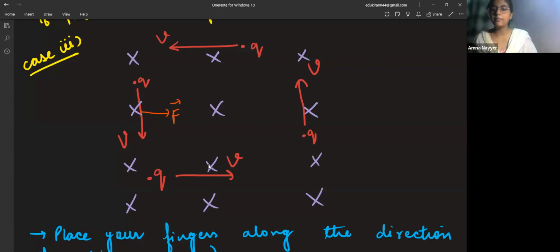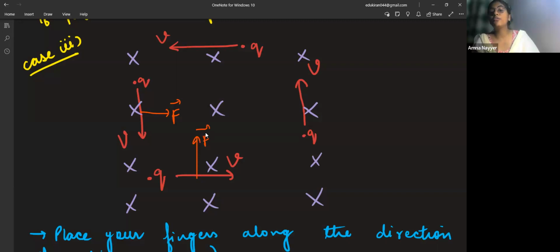Come to this, it's a little easier to show in this part. Put your hand in the direction of velocity, your fingers in the direction of velocity. The velocity is moving towards the right, so your fingers will also point towards the right. But the magnetic field is inside, so I have to curl the fingers inwards. If I keep the fingers like this, I am able to curl them inwards. If I keep it like that, I'm not able to curl inwards. So curling the fingers towards the magnetic field inwards, the force's direction is upwards. This is the direction of force.